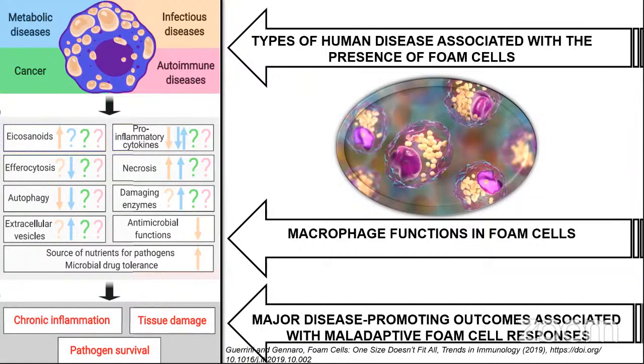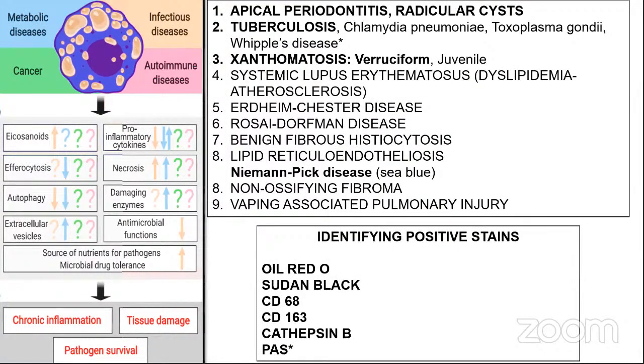Foam cells can have different functions associated, all relating to various processes, including inflammation, necrosis. All of these then combine to produce outcomes within the disease, either inflammation, damage to tissues, or pathogen survival. This is particularly seen in case of mycobacterium tuberculosis infections. So that is a list of diseases that we see associated with foam cells. We'll be looking at a few of them.